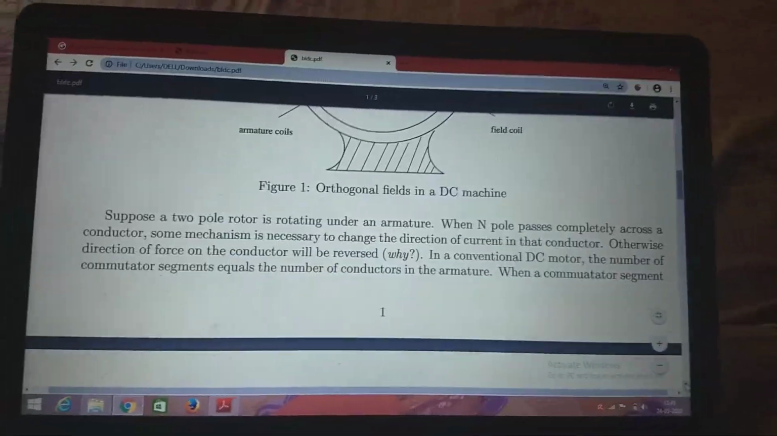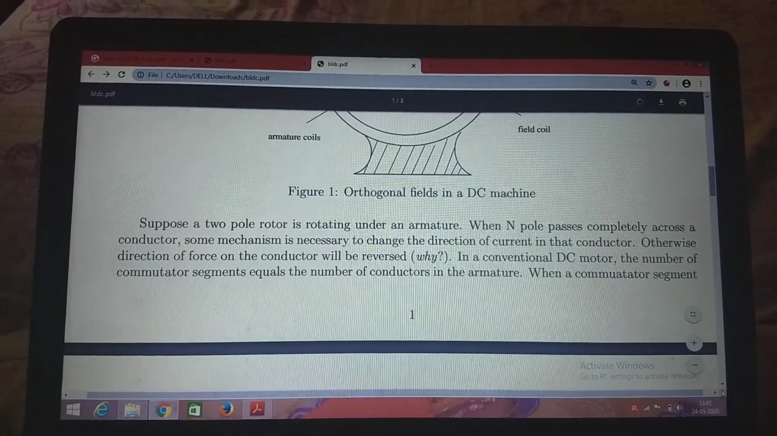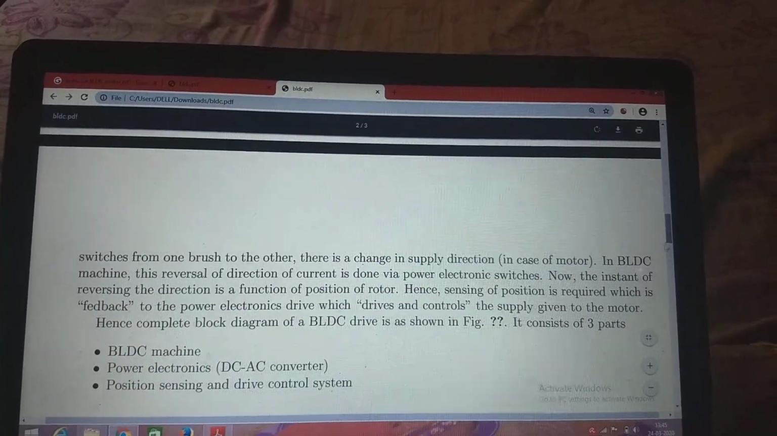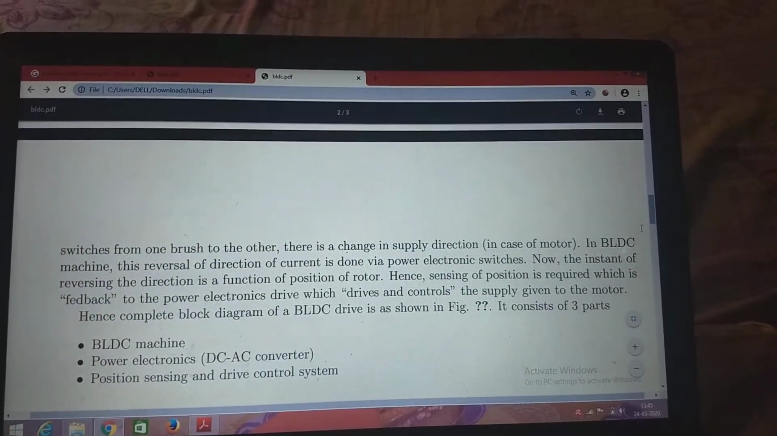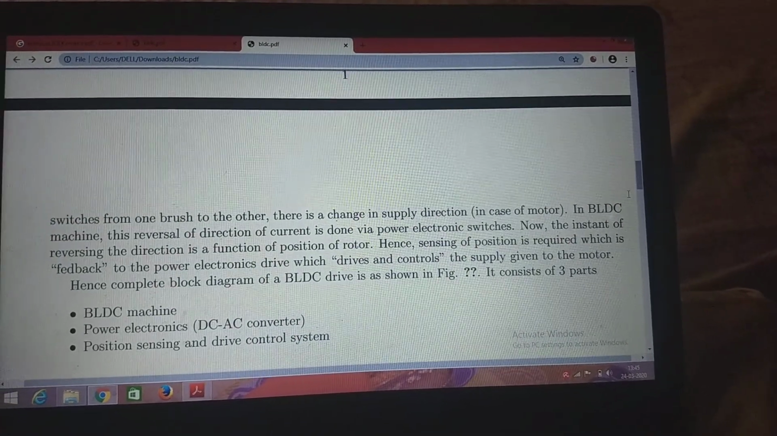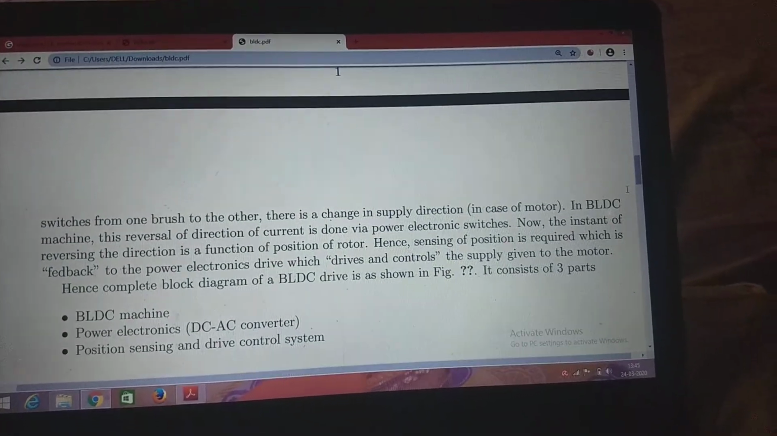So what happens in the case of a conventional DC motor? The number of commutator segments is equal to what? The number of conductors, right? So what is needed? There is a need to change the direction of the supply, right?